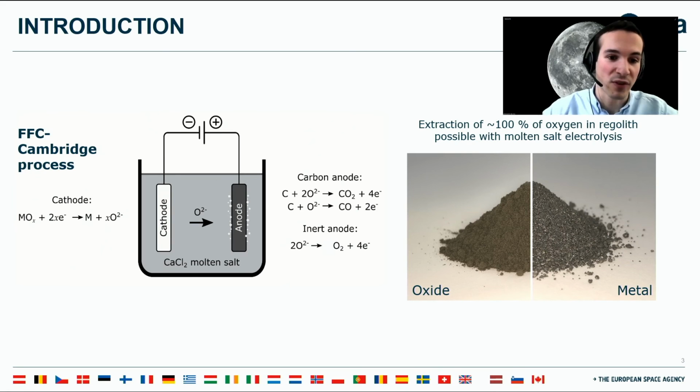This process has already been shown, and in 2019 my colleague Beth showed that you can actually extract 100% of the oxygen present in the lunar regolith simulant, turning this powder into metallic powder.